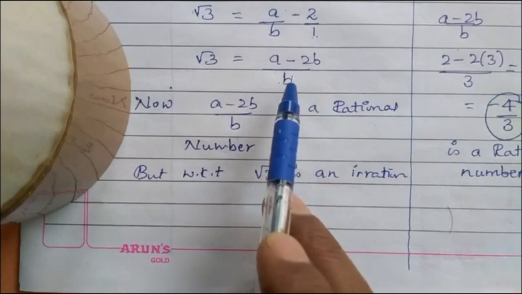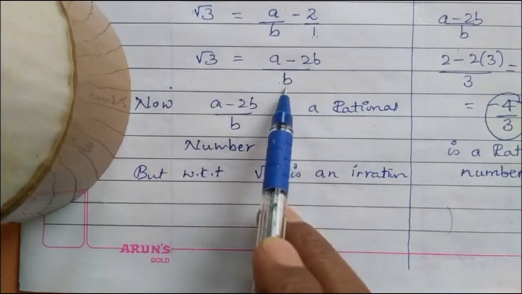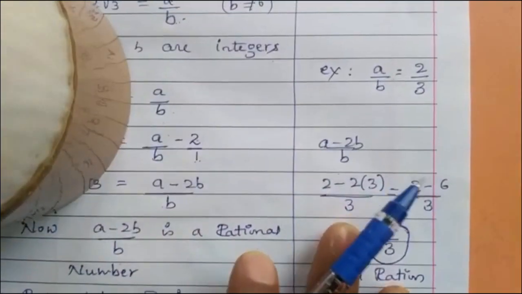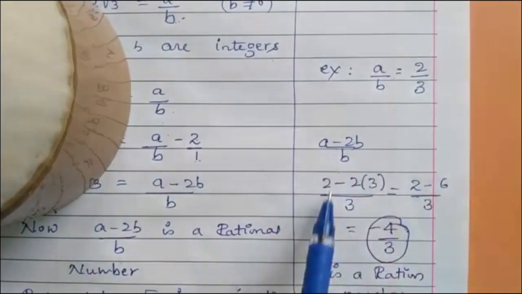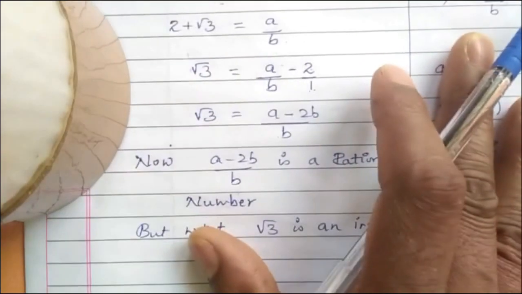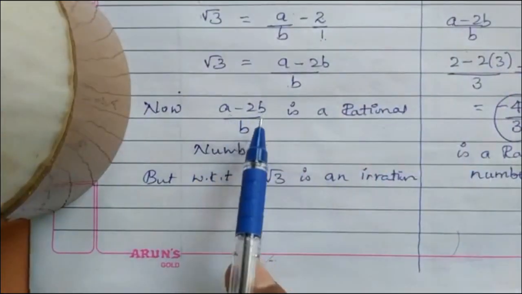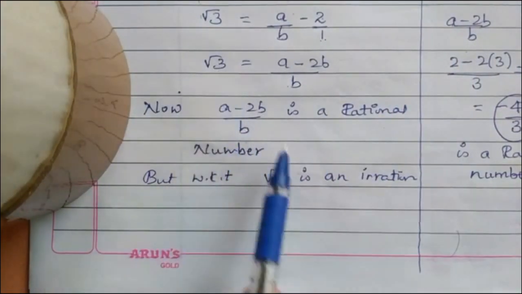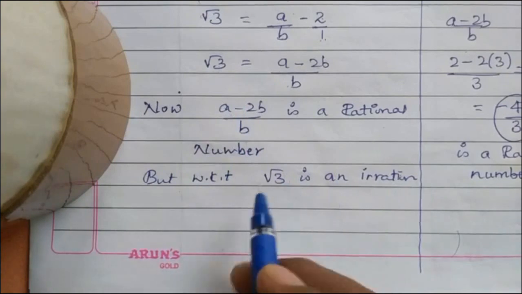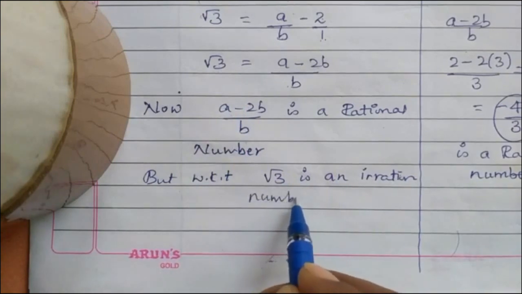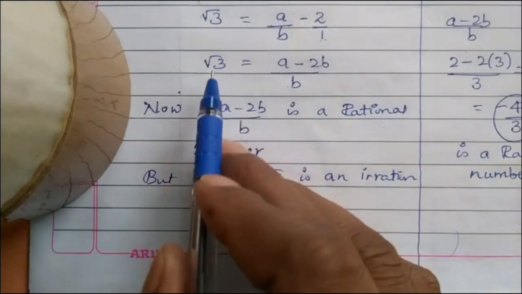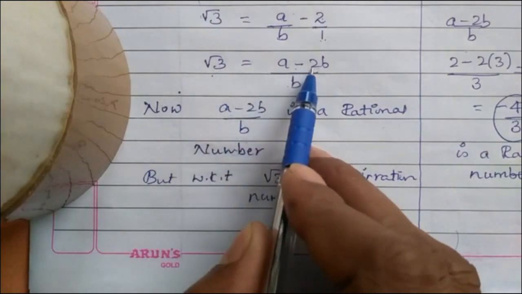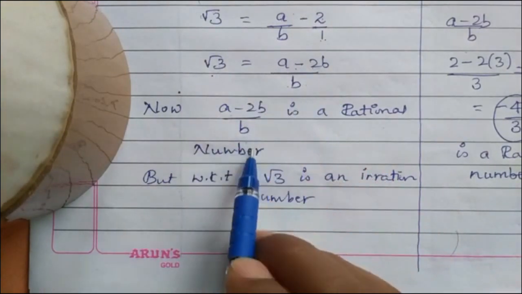Now, (a minus 2b) divided by b is a rational number. For that, we checked here by taking one example. So (a minus 2b) divided by b is a rational number. But root 3 is an irrational number, which we proved in the last class.